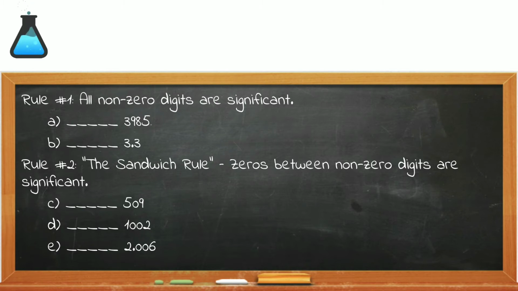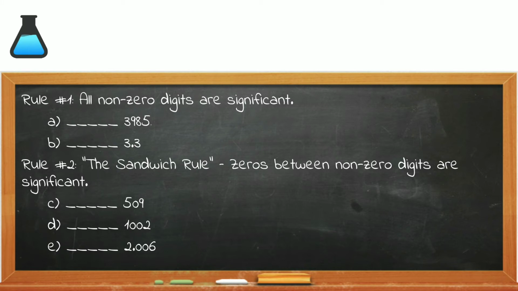So in the first rule, we have that all non-zero digits are significant. So we don't need to worry about counting significant digits. If there are no zeros, then all the digits are significant. So in the number 3,985, this number is written with 4 numbers, so it is 4 significant digits. While the number 3.3 is written with 2 numbers, so it has 2 significant digits.